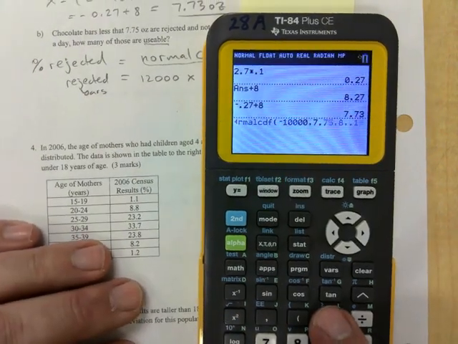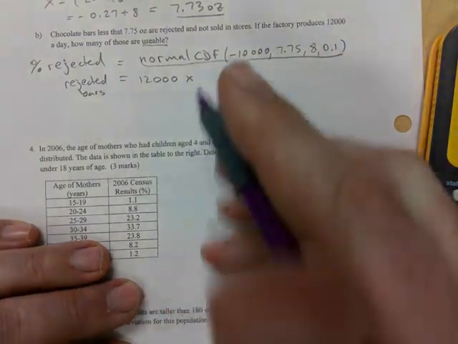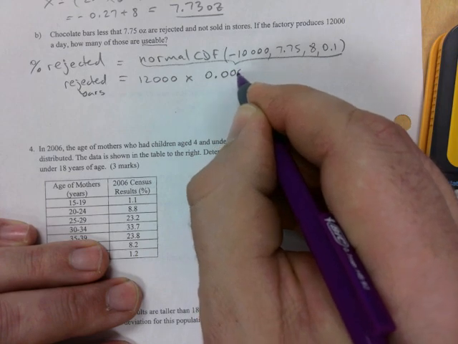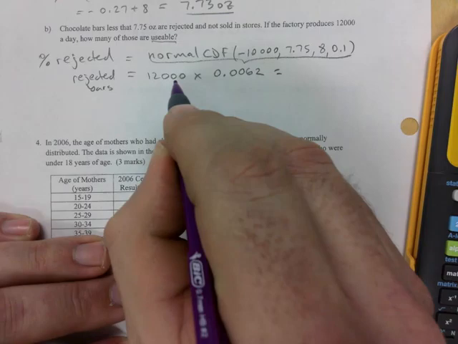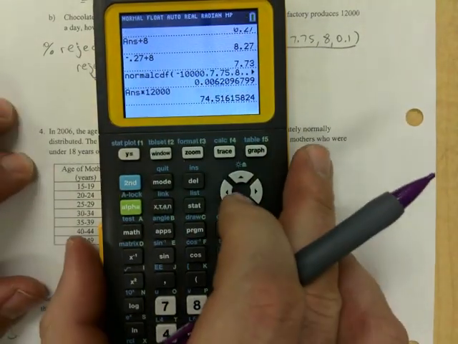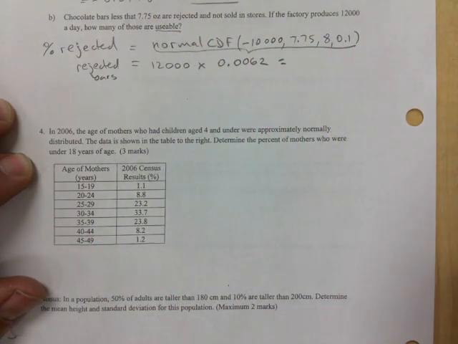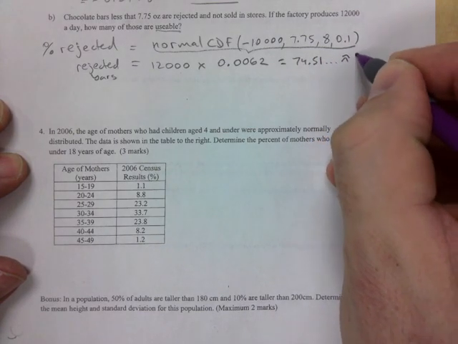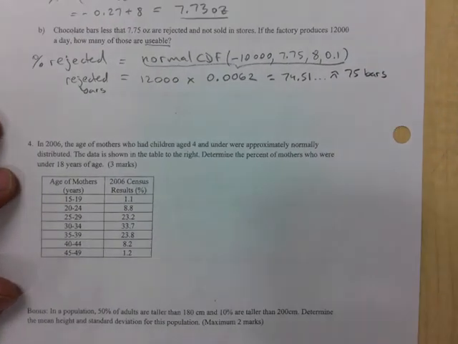Okay, you enter all that information and you get 0.0062, 4 decimals there. So if you multiply what you have in your calculator times 12,000, that's 74 or approximately 75 bars. So I'm going to write down 74.51, keeps going, which is approximately 75 bars that will be rejected.